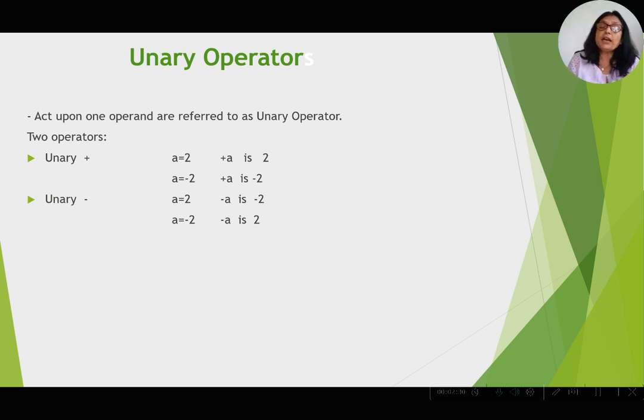Okay, now come to unary minus. Here also only one operand, that is a, whose value is 2. So if you write minus a, a will be replaced by 2, so it will become minus 2. Now next one, a value is minus 2. Now the operand is minus 2. So a will be replaced by minus 2, so minus of minus 2 will become plus 2. Okay, these are the unary operators which act upon only one operand, that is plus and minus.